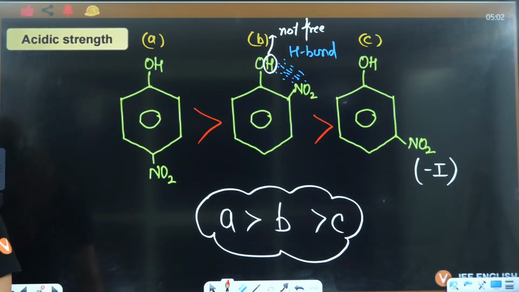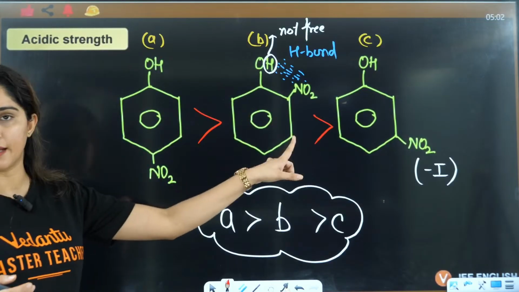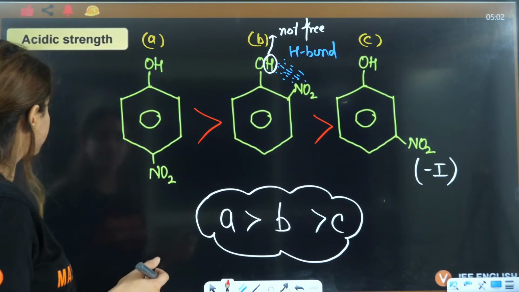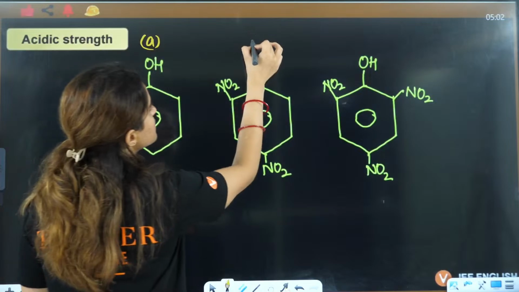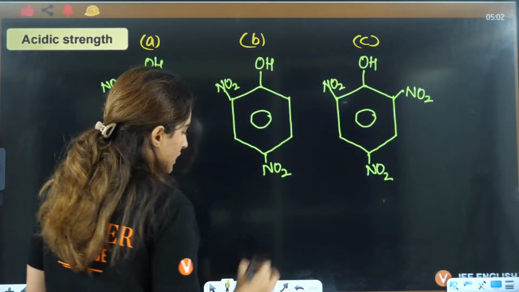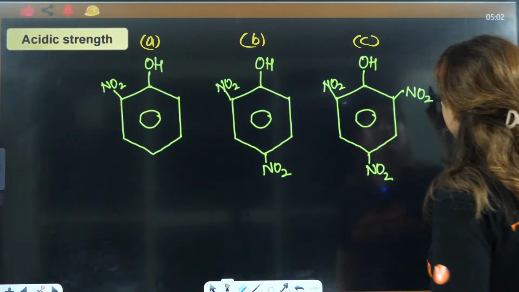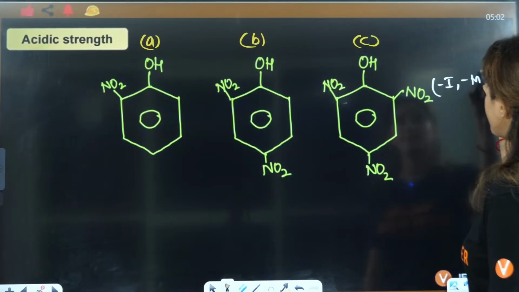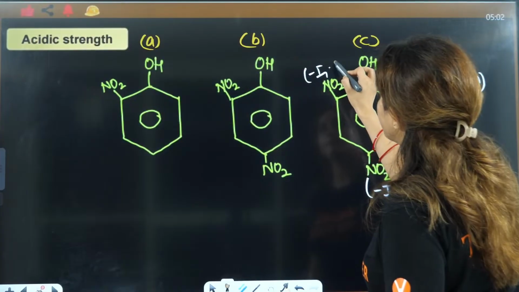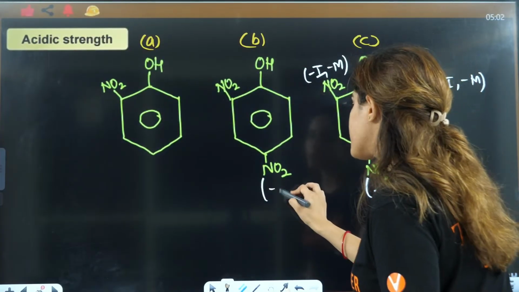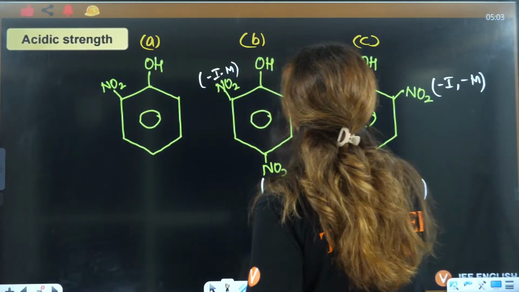Okay? Yes, everybody? Intra-hydrogen bonding will make this less stable, less acidic, right? Now, next thing is, here you have this is A, this is B and this is C. Now in these cases, you have to find out the effects here. So if you see this here, it will be minus I minus M. Here also it will be minus I minus M, here also, here also, and here also minus I minus M, right?